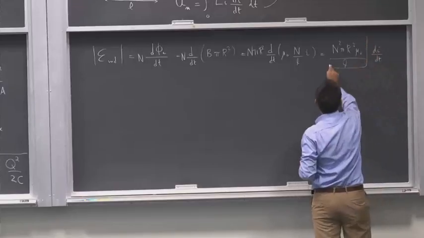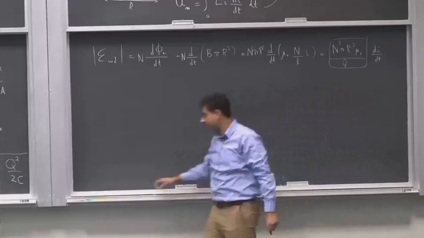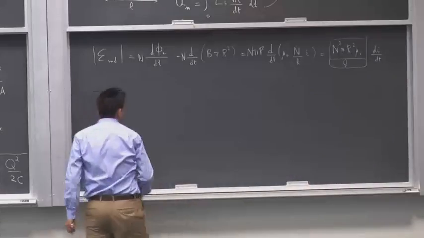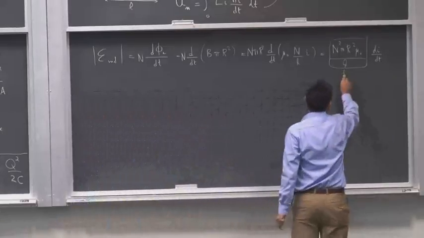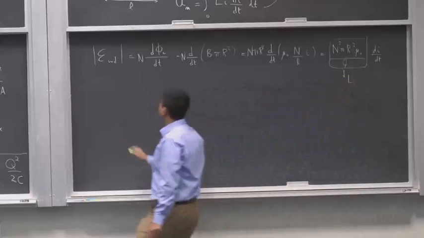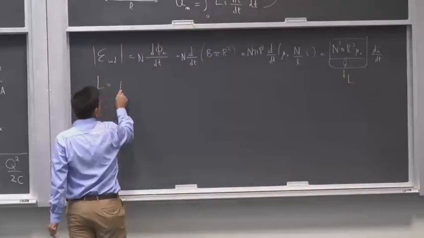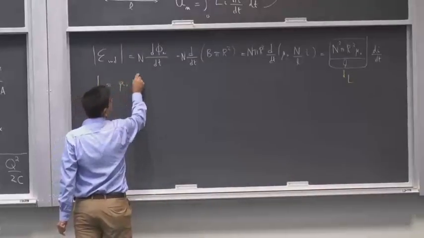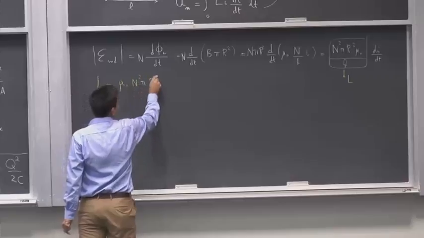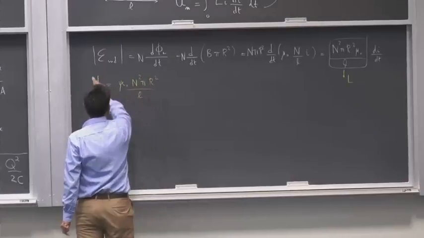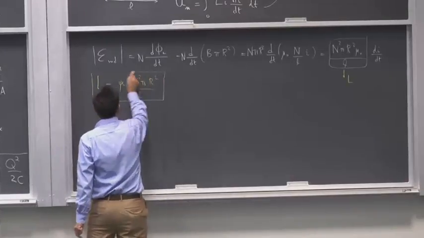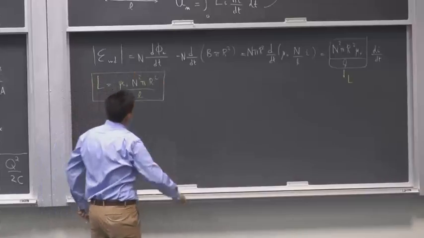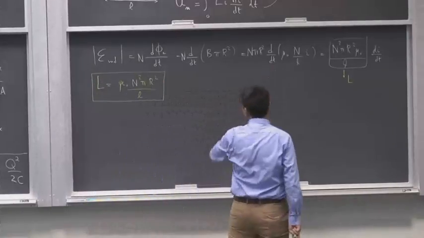But this object here is defined as the inductance. So my inductance L is given by this. My L is mu naught N squared pi R squared over small l. This is my inductance. What about my total current?